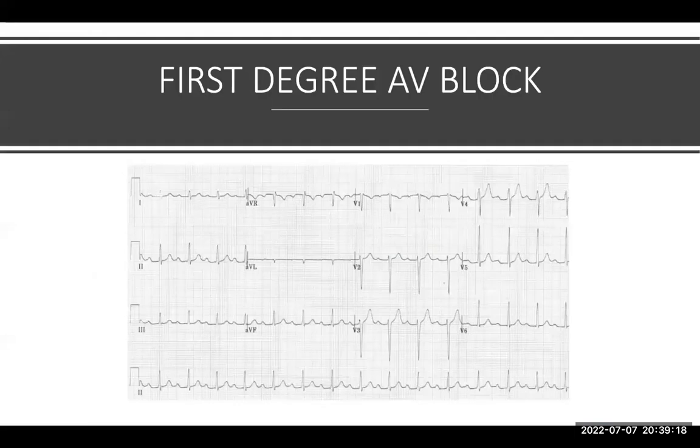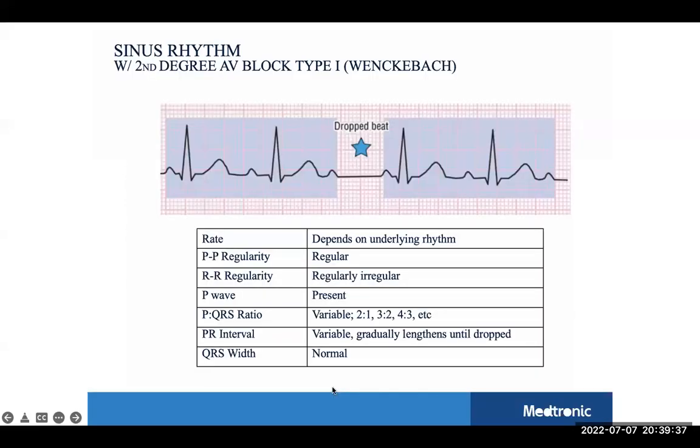This is an example of first degree AV block. As you can see, this is the P wave, this is the QRS. And it starts from here and all the way it's crossing the large box. This is almost 1.5 large boxes. Otherwise, the ECG is normal. PQRS is regular. There is no other abnormality. The only abnormality is the prolonged PR interval. We call it first degree AV block.